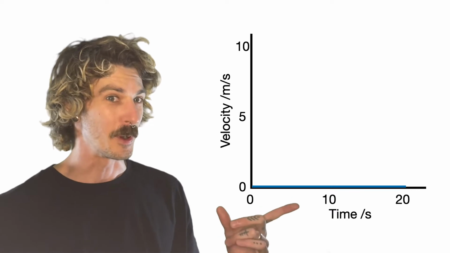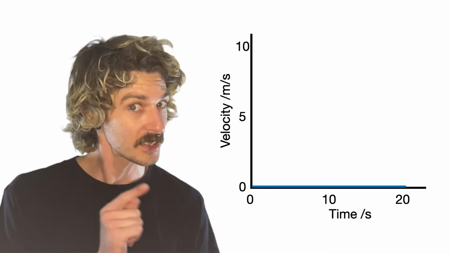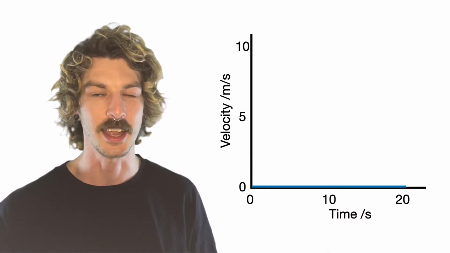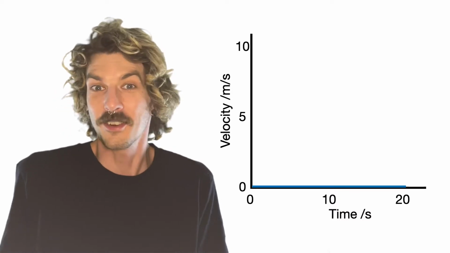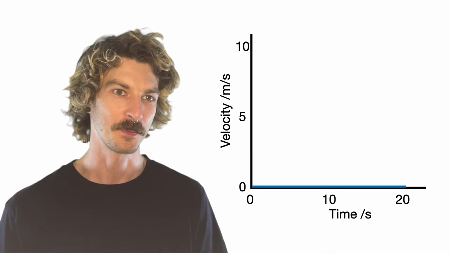But in this example, however, as the time increases, the velocity remains at zero. So this time, the object is stationary. It's not moving at all. Its velocity is zero for the entire time. If something's got zero velocity, it's got no speed, it's not moving at all.